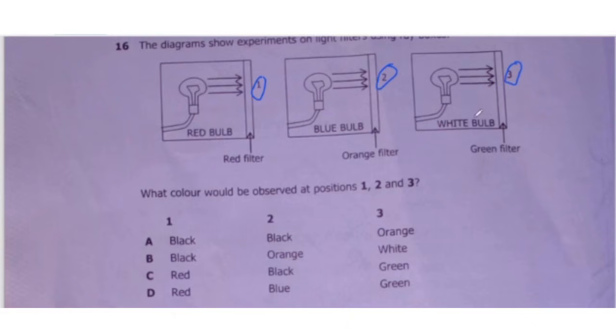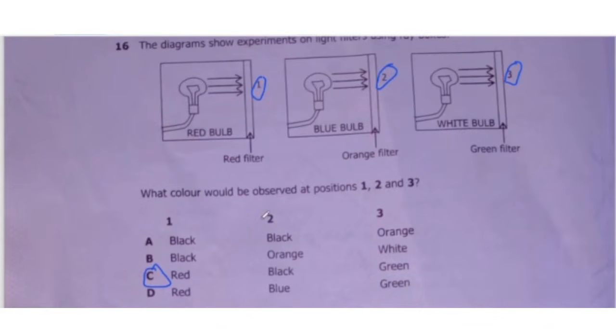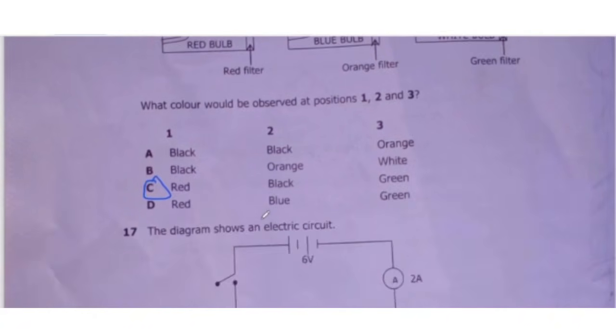Then here we have white and green. When the white light passes through the green filter, what will come out is green, because of the green filter, and the light that is going in is white. So it's going to take the color of the filter, which is green. So the correct answer is C. If you have questions, and if you want to understand more, you can ask me to present a lesson on light and light filters, so that you'll be able to understand.